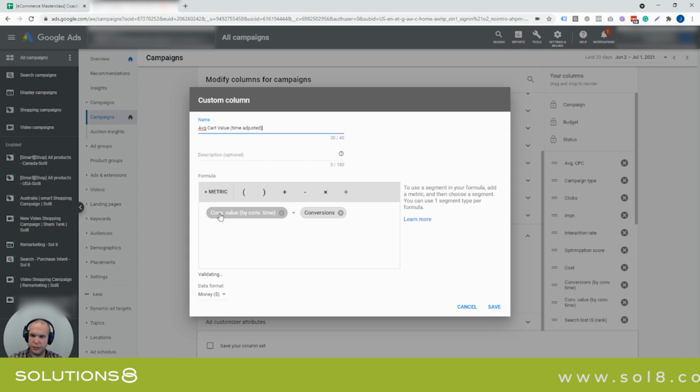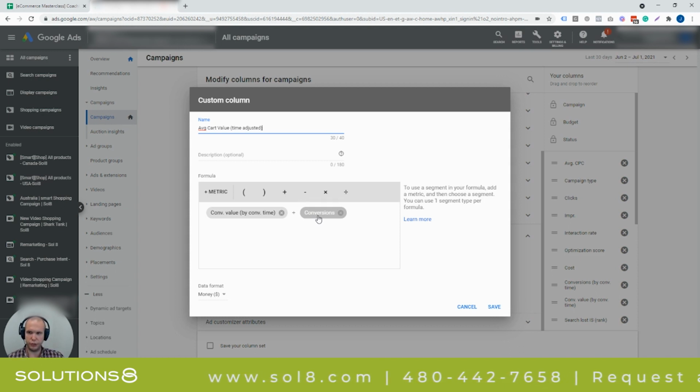The first thing I look at is the conversion value by conversion time. It's very important you say by conversion time, and then divided by conversions. Again, make sure that you're only tracking conversions that are e-commerce and have actual conversion value to them.